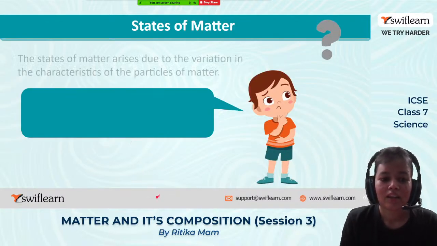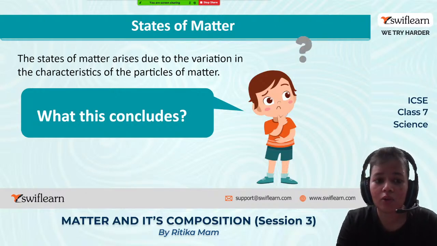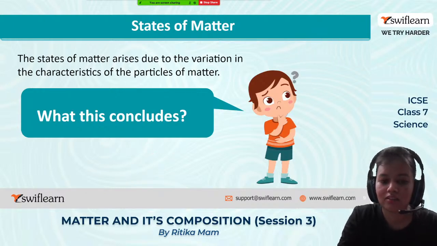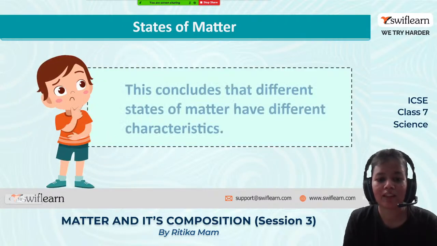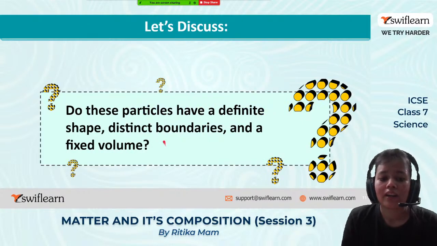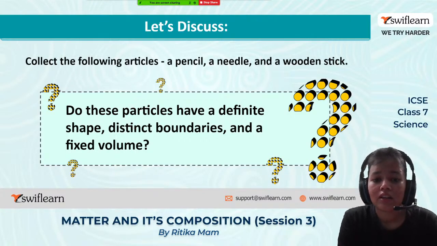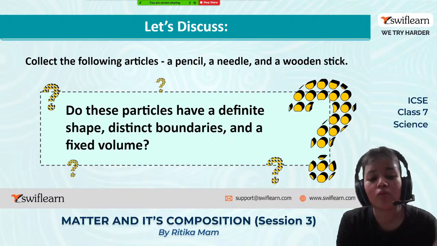The 3 states of matter are solid, liquid and gas. Why is this difference arising? Why is there a difference between different states of matter? Can anybody tell me? It is due to variation in the characteristics of particles of matter. And how is it different? Let us see. Now let's see about some particles. A pencil, a needle and a wooden stick. We are taking 3 materials: pencil, needle and a wooden stick.